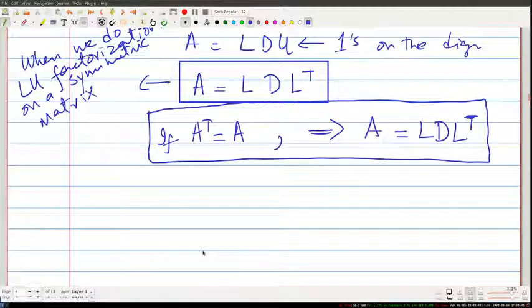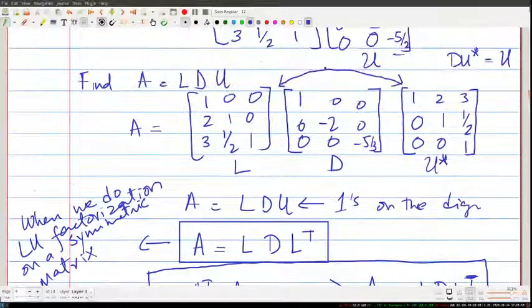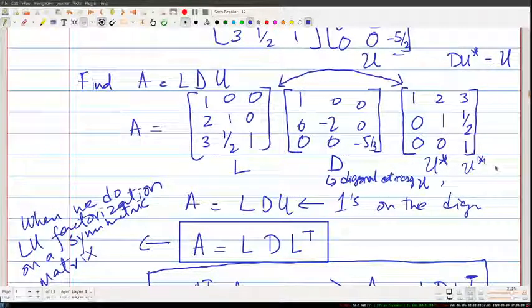Dania, did you figure out, were you able to follow where this D is coming from? The important thing is that D is just the diagonal entries of U, right? And U star comes from dividing the rows of U by its diagonals.